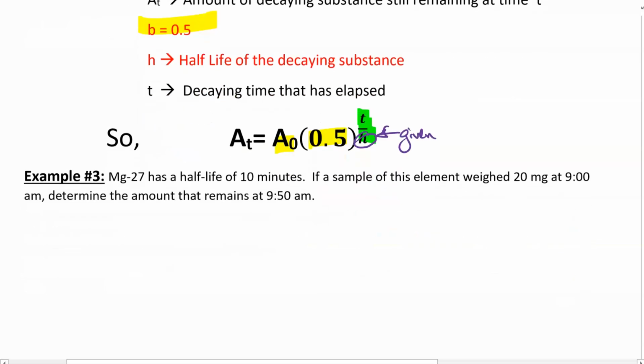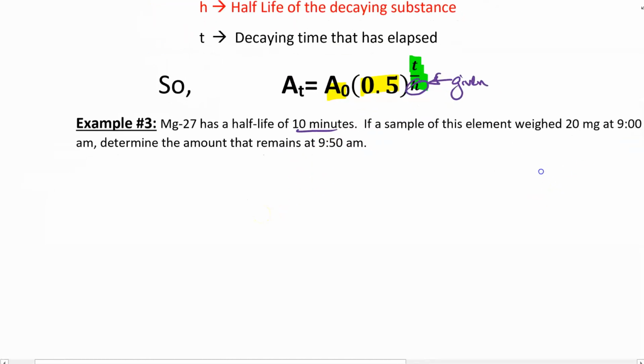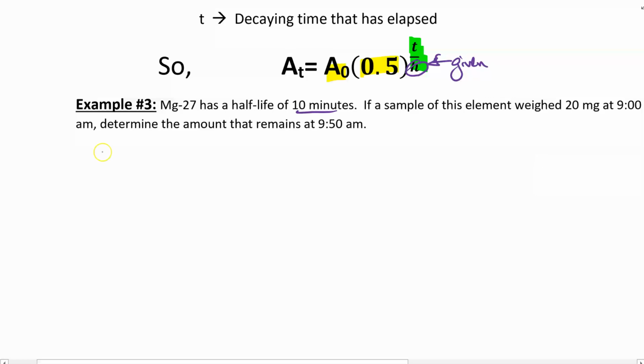So magnesium 27 has a half-life of 10 minutes. There you go. That's the H. If a sample of this element weighed 20 milligrams at 9 a.m., determine the amount that remains at 9:50 a.m. So we are talking about time going by and how much will be remaining. So let's figure out what we need. First off, we need to find AT, so that's good. And A0, what you start with, is a 20 milligram amount.